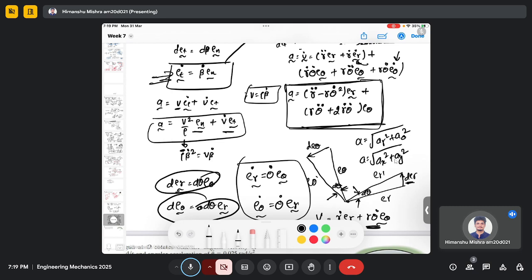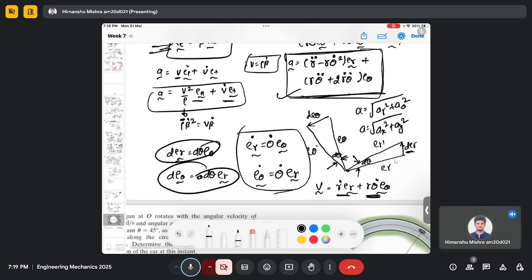So these are my acceleration, and this is the expression of velocity for the polar coordinate.